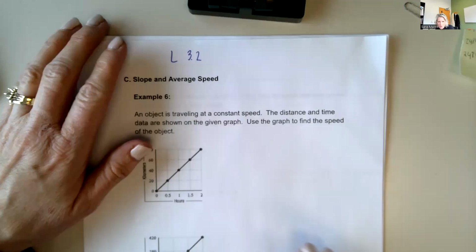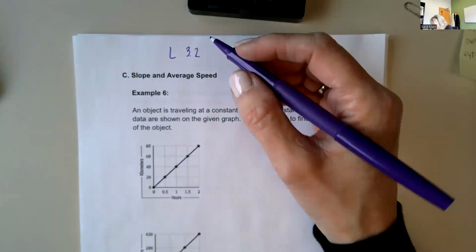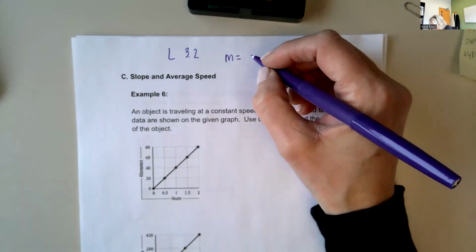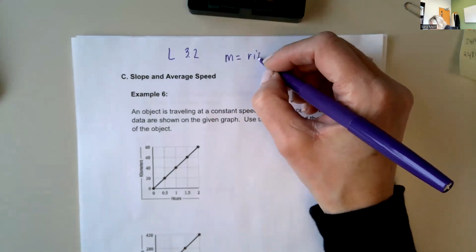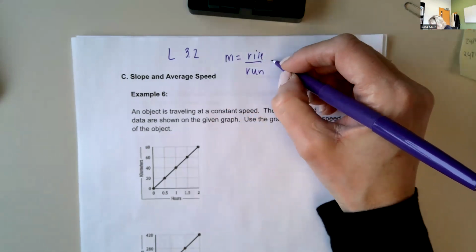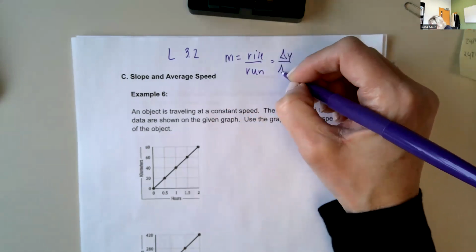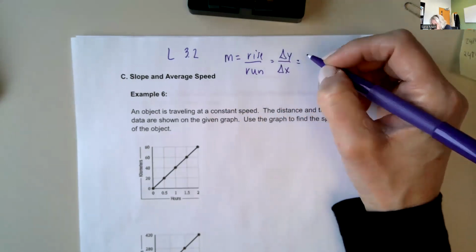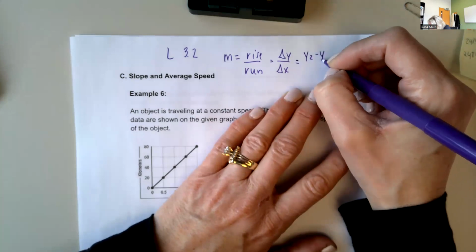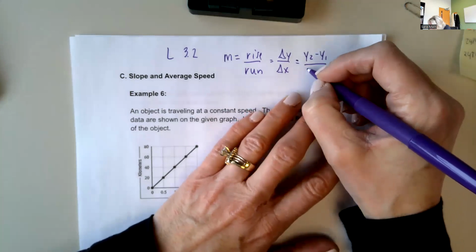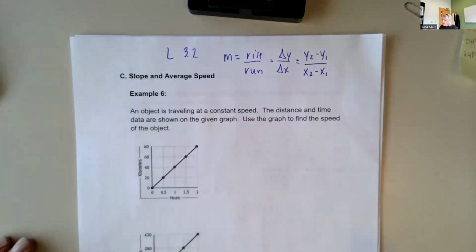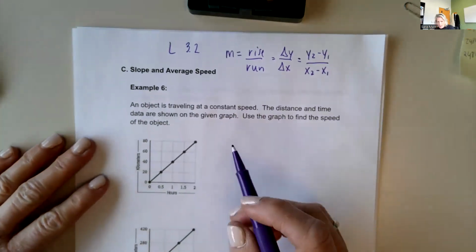We're learning about slope. And just a reminder that when we calculate slope, we can think of that in a couple different ways. We can think of that as our rise over our run. It's our change in y over our change in x. Or in particular, we can think of it as the y2 coordinate minus the y1 coordinate over the x2 coordinate minus the x1 coordinate. So let's look at a couple examples.